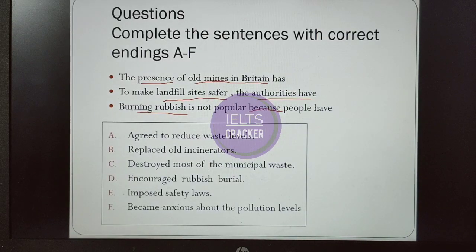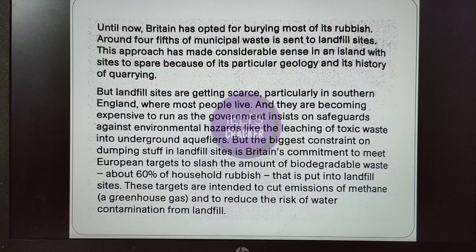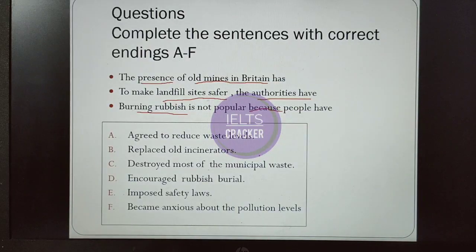Next is to make landfill sites safer, the authorities have. So guys, in the second para, if you remember that the government took some action. What kind of action was taken, guys? Guys, as those methods were becoming expensive, so the government insisted on safeguards. So what will be the answer? That is imposed safety laws. I hope you are clear.